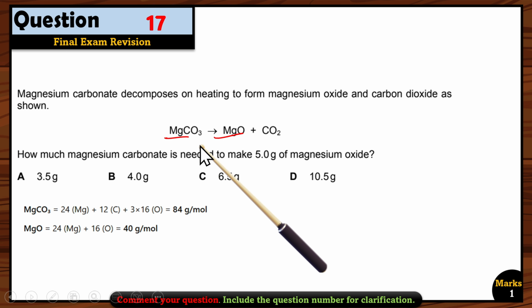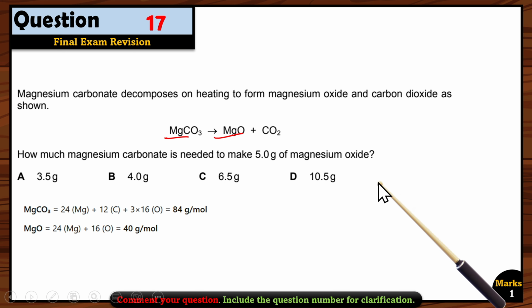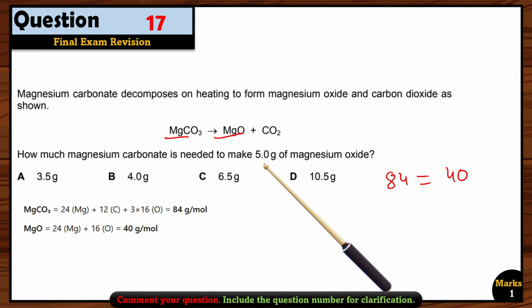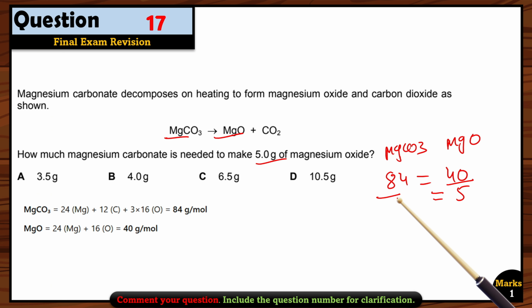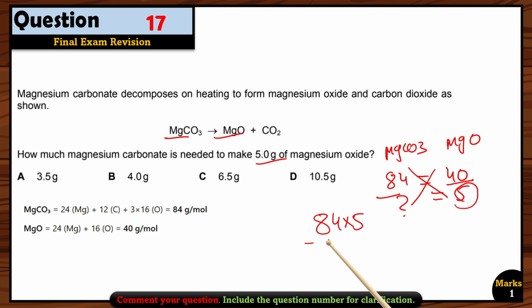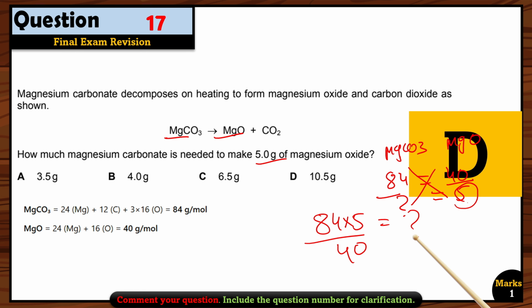So now what we have to do is simple. If 84 gram is producing 40, how much will be produced from 5 gram? You have to be very careful in this one, because MgCO3 is here and MgO is here. So 84 is producing 40. Then how much magnesium carbonate is needed to make 5 gram of MgO? Just cross-multiply them and you will see 84 into 5 divided by 40 is equal to your answer. So what will be your answer? Option D is the correct option. If you calculate this, you will get 10.5 gram, and 10.5 gram is the right answer.